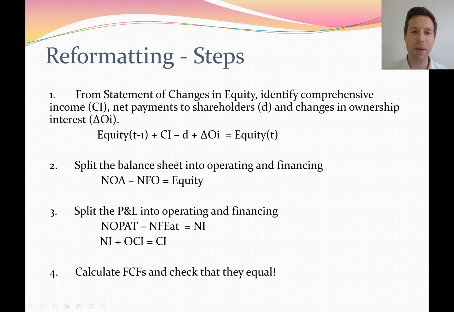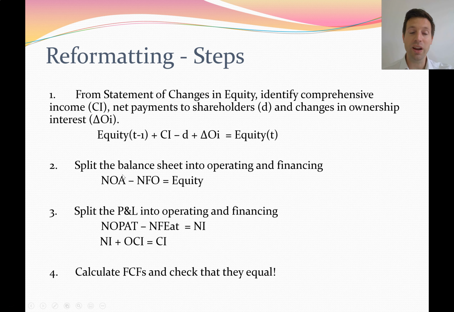Okay, we're going to just make sure that our equity and profit and loss statement items balance out. So equity this year is equal to equity last year plus comprehensive income minus dividends, the net payments to shareholders, plus any changes in ownership interest.